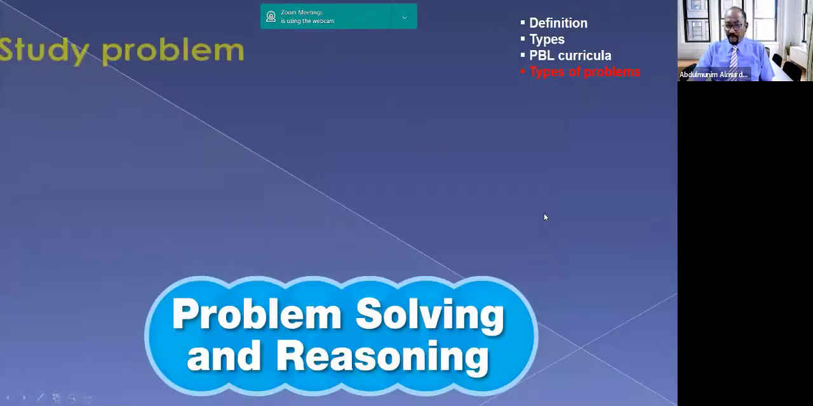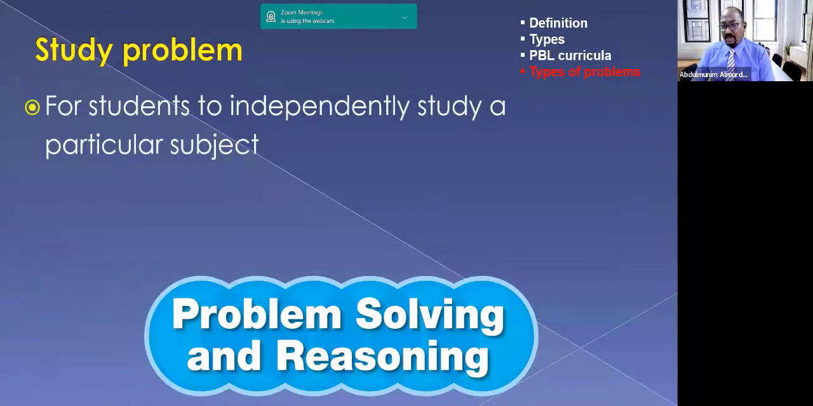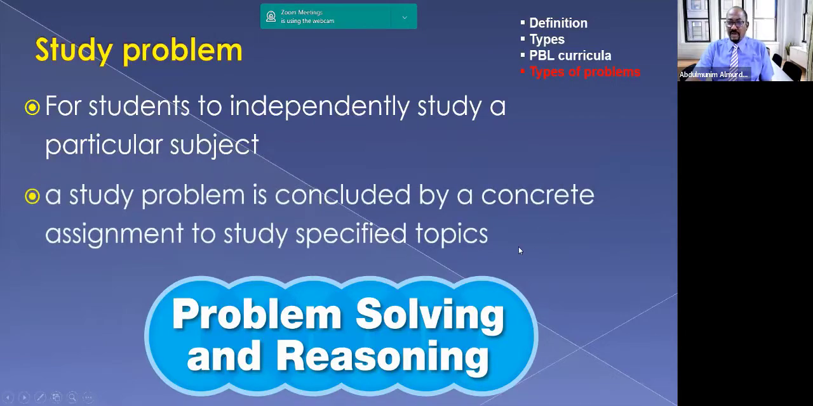Now, the third type of problem is called the study problem. Now, with the study problem, we just want students to independently study a particular subject. So we are going to remove some subjects from our curriculum and then ask the students to go through a problem, and you focus on the fact that through this problem, the students are going to go and study the nerve supply of the gastrointestinal tract. So a study problem is concluded by a concrete assignment to study specified topics. So when we discuss the process, we will shed light on how you make concrete assignments to study specified topics.